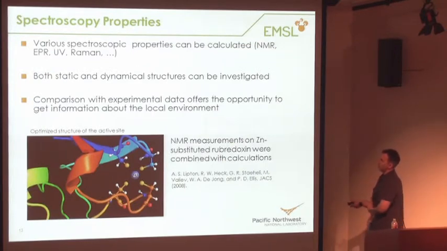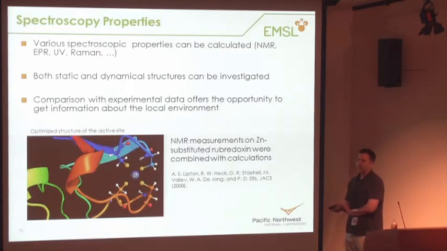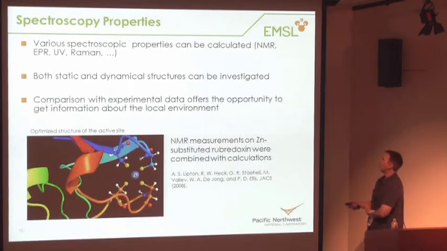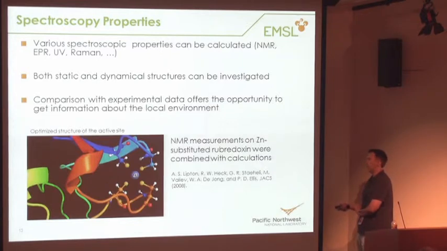In addition to structural characterization, you can also perform a variety of property calculations on protein structures. This could be NMR, EPR, UV, Raman. We can investigate both static and dynamical structures. And by comparing the computed signals with the experimentally measured ones, you get the opportunity to get information about the local environment of the protein structures. So you're really extending the scope of your experimental measurements.